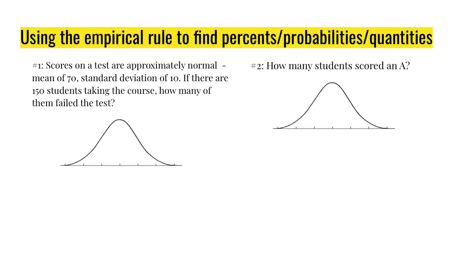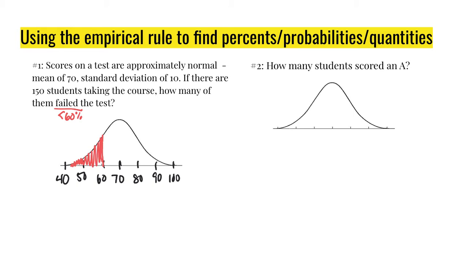Scores on a test are approximately normal, with a mean of 70 and a standard deviation of 10. That means I can fill this out with 80, 90, and 100. Going to the left, I've got 60, 50, and 40. So there's my normal curve, approximately normal. It tells me that there's 150 students taking the course, and it's asking how many of them failed the test. So we're going to look at what failing means, which is going to be less than 60% on the test. So that means that anybody in this zone right there failed the test.